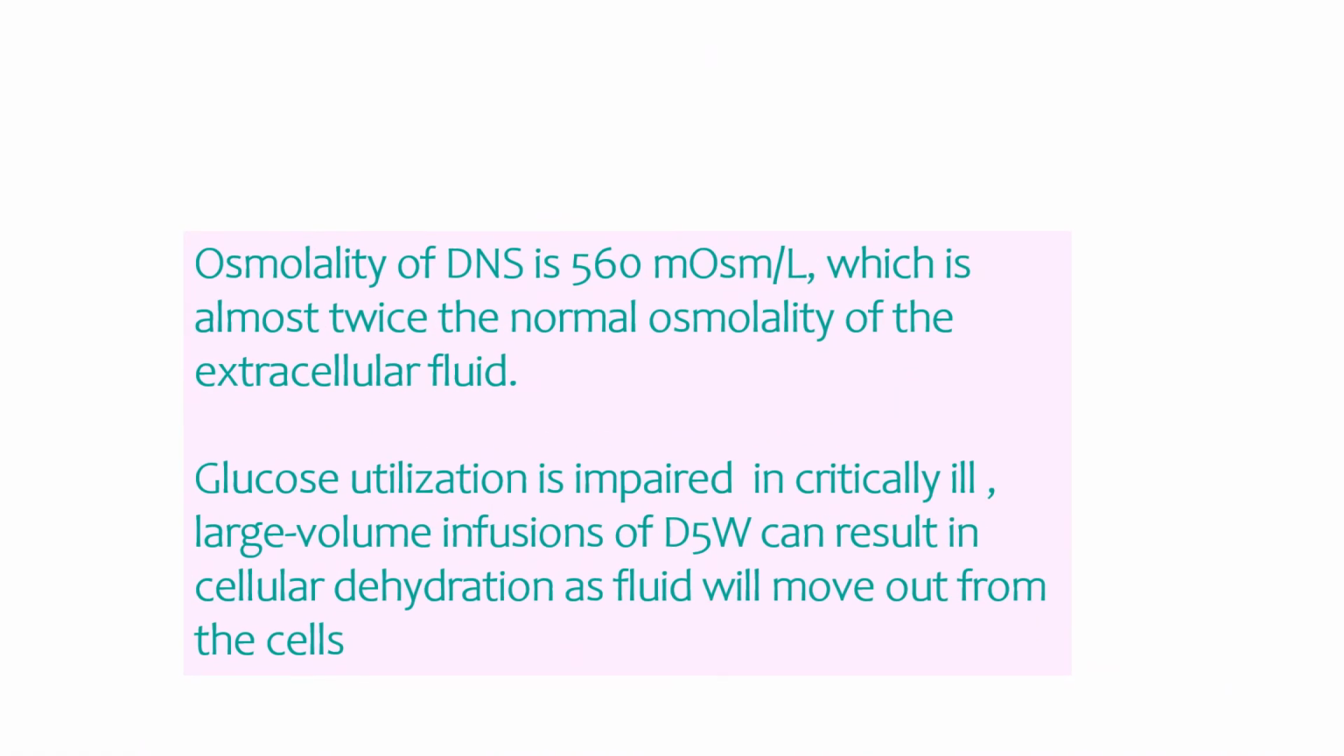Now, osmolarity of DNS is 560, which is almost twice the normal osmolarity of the extracellular fluid, and glucose utilization is impaired in critically ill, and large volume of D5 can result in cellular dehydration as water will move out from the cells. So this should be clear to everybody, and that is why it is not a good fluid, like I told you earlier.